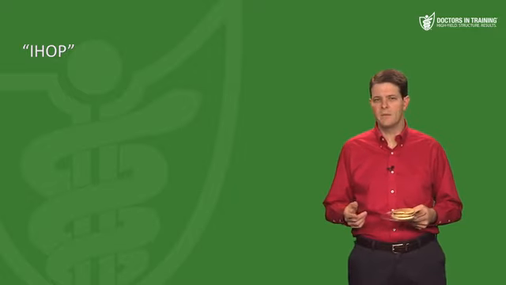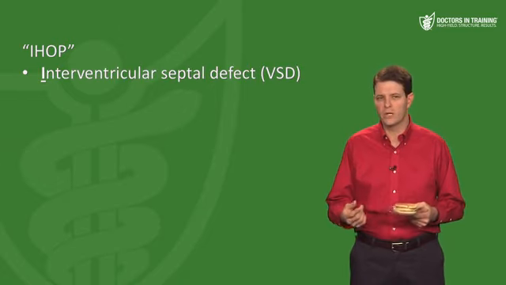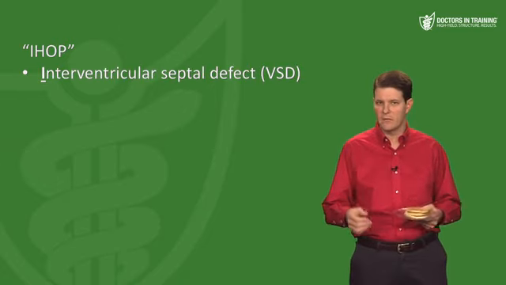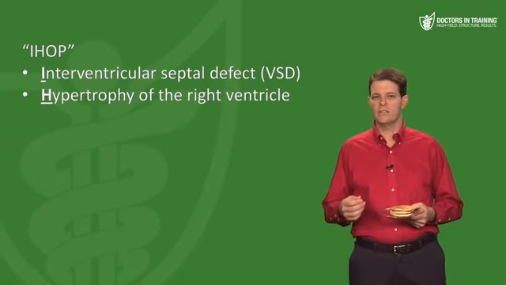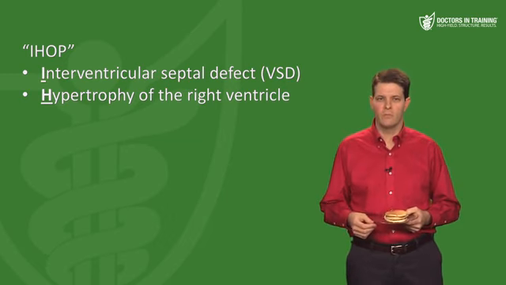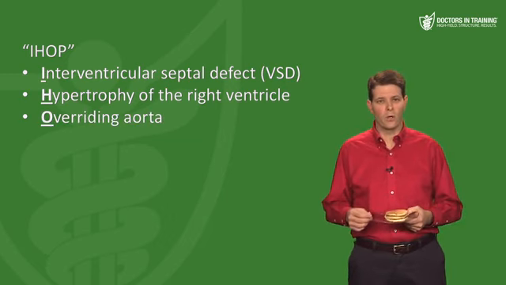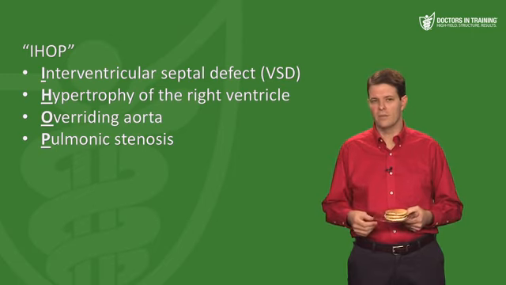Now, a student sent in a mnemonic IHOP for these 4 defects. The I is for interventricular septal defect, which is a fancy name for a VSD. The H is for hypertrophy of the right ventricle. The O is for overriding aorta, and the P is for pulmonic stenosis.